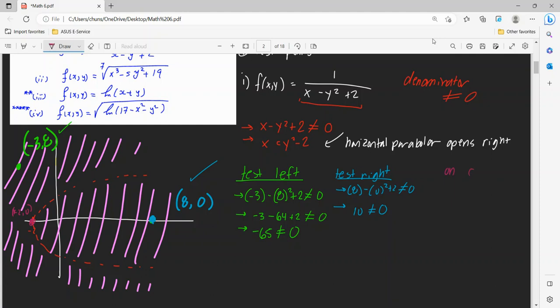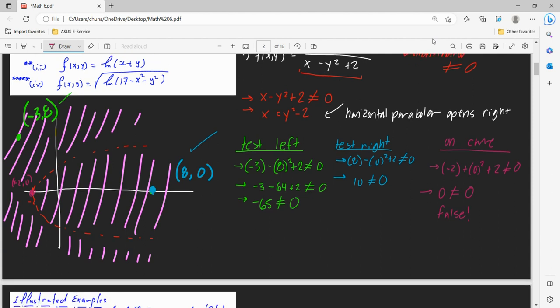Okay, so on the curve, if we plug that in, x as -2 plus y is equal to 0 plus 2, that gives us 0. And this is false.